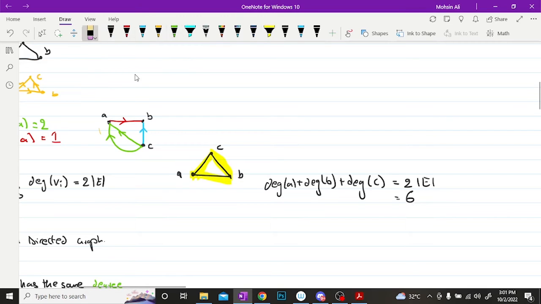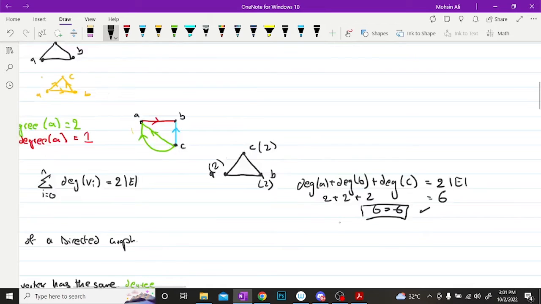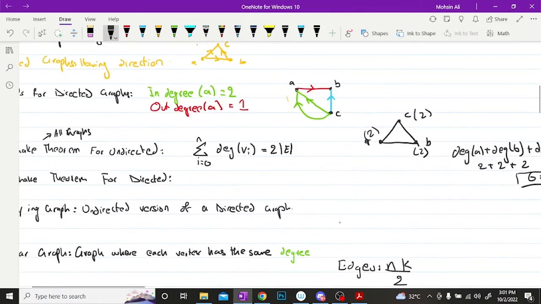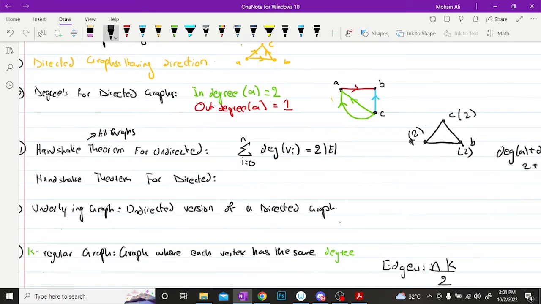And the degree of A would be 2, because there are 2 edges for A. For C it would be 2, and for B it would be 2. So 2 plus 2 plus 2 is in fact 6. So this checks out. So that is the formula for the handshake theorem for undirected graphs.